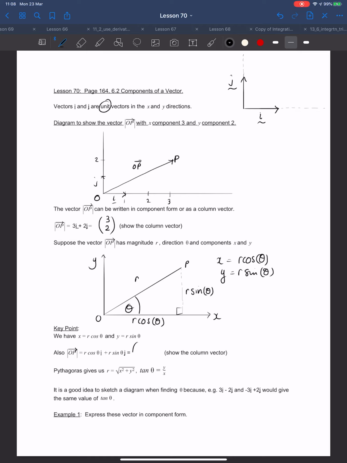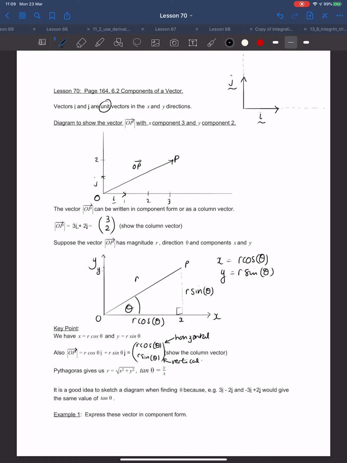So O to P, you could say it's r cos theta in the top part of the vector, because that's horizontal. r sin theta, that's vertical. So Pythagoras gives us r is the square root of x squared plus y squared. That's the x-coordinate, that's the y-coordinate. Tan theta is y over x.